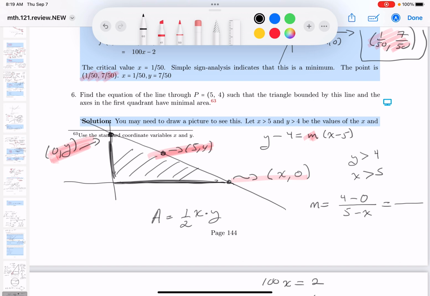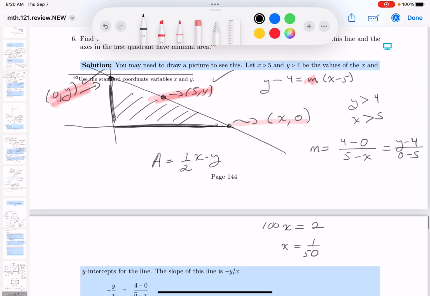Well, let's take a look at it. It's going to be y minus 4. I'm doing the change in the y, and then it's going to be 0 minus 5. All right, I have a relationship between x and y, which will allow me to eliminate one of the letters in my area problem. So let's take a look, and I'm going to simplify it stage by stage. So, you know what, I realize there's some artifacts from the prior problem. I'm going to erase it now.